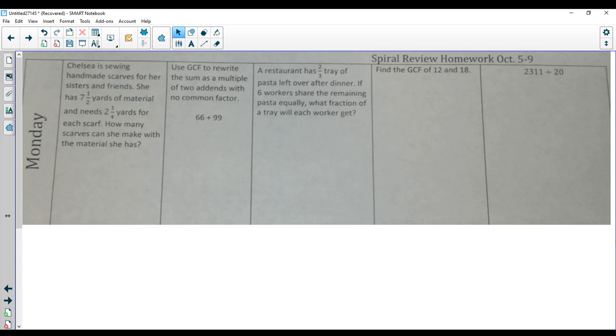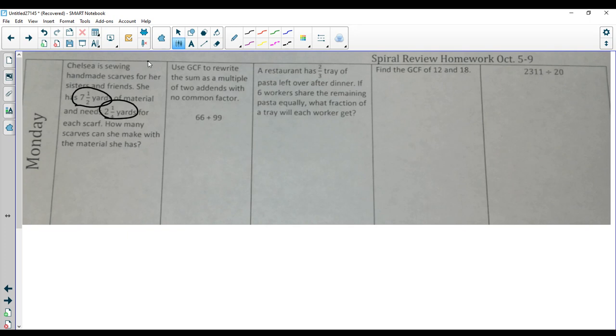friends. She has, there's one of our key words, she has 7.5 yards of material and needs 2 1/4 yards for each scarf. How many scarves can she make with the material she has? Okay. What's some key things here? She has, and how much does she have? 7 1/2. And what's she splitting it into? 2 1/4.